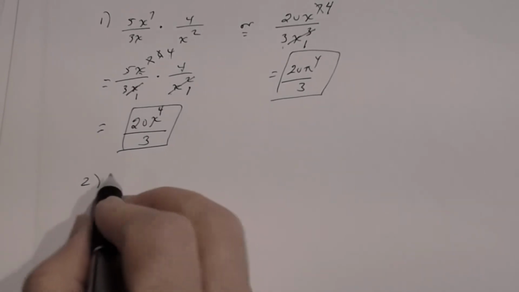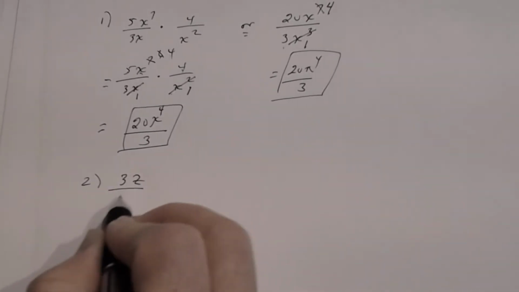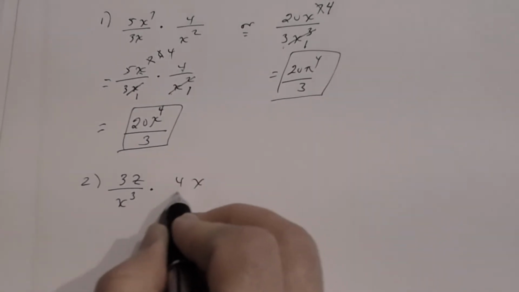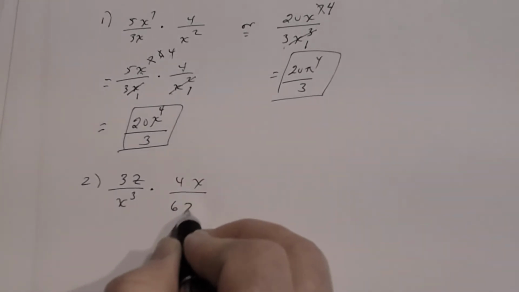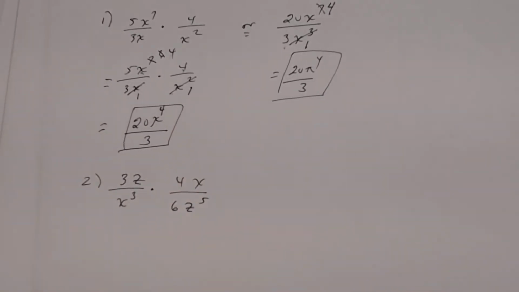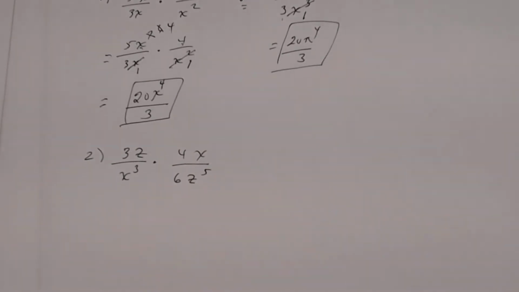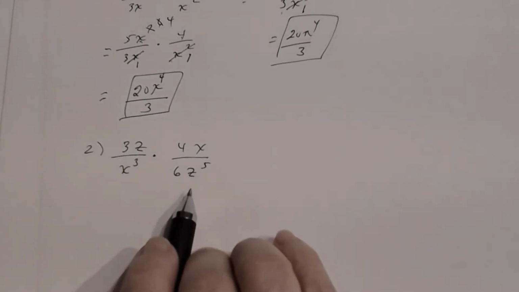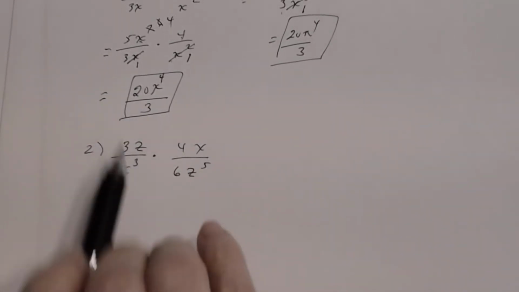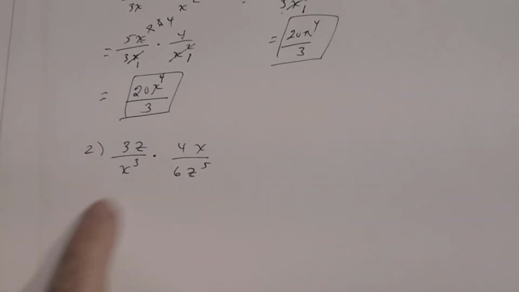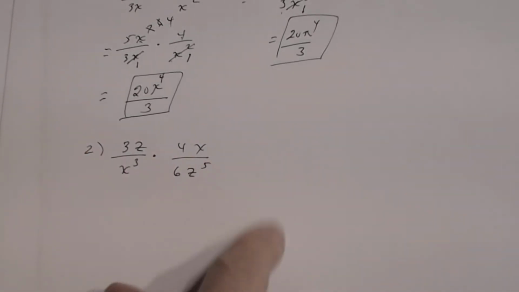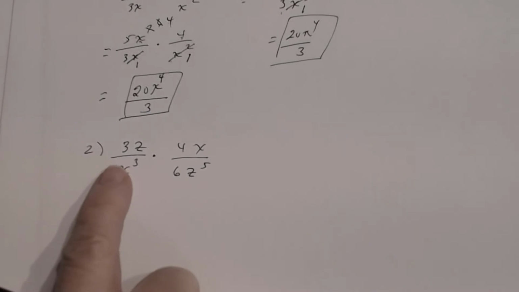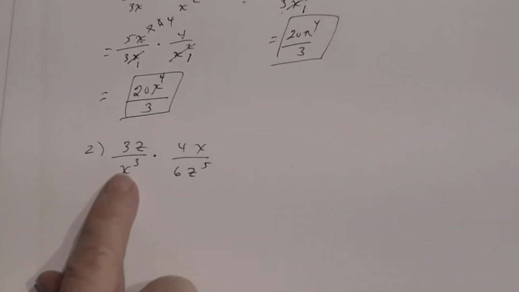We had 3z divided by x cubed times 4x divided by 6z to the 5th. You can do the simplifying first and then multiply, or you can multiply first and then simplify. Either approach is fine, so let's do both just to show you what's going to happen.